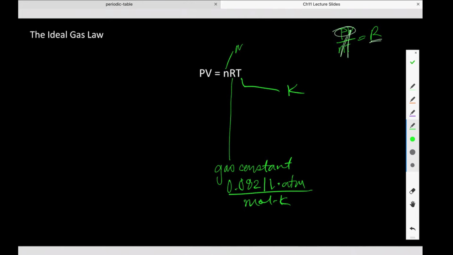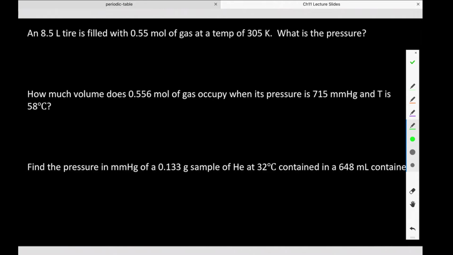That means N always needs to be in moles, which may not seem like much of an issue, but sometimes information is presented in millimoles or micromoles or something, right? But it has to be in plain old moles, right? Volume must be in liters and pressure must be in atmospheres, right? In order for this equation to work. Yes? Make sense?